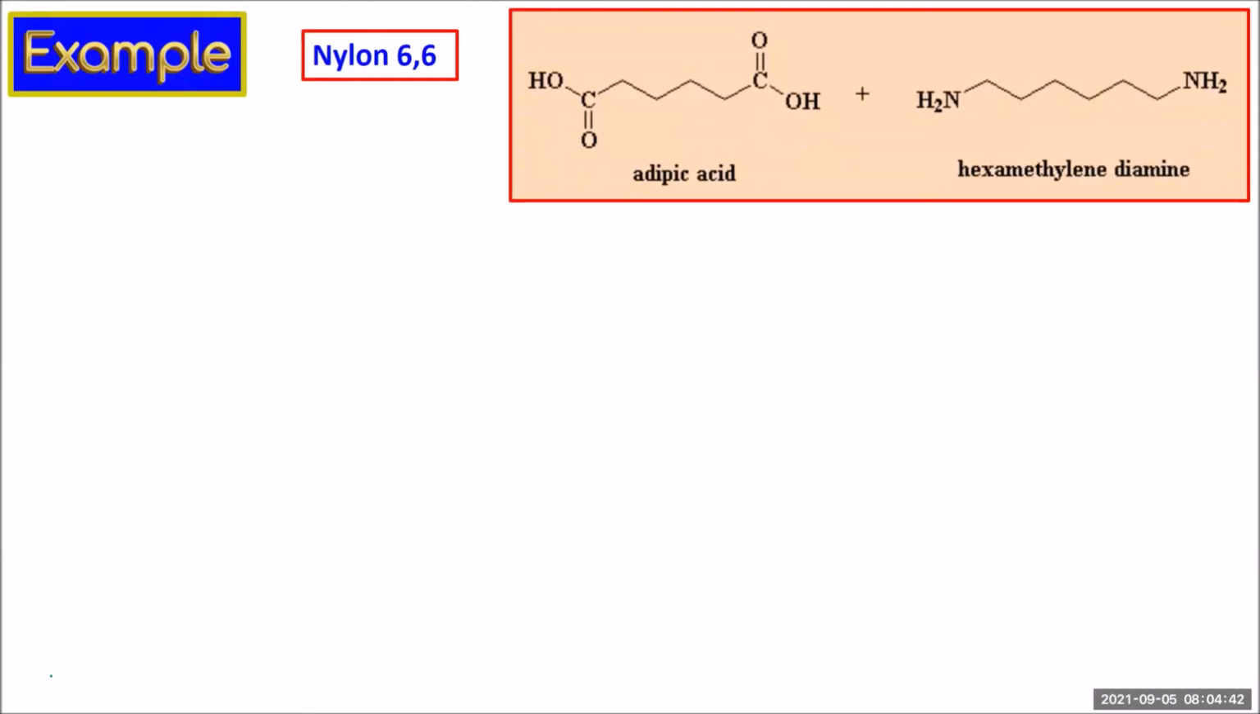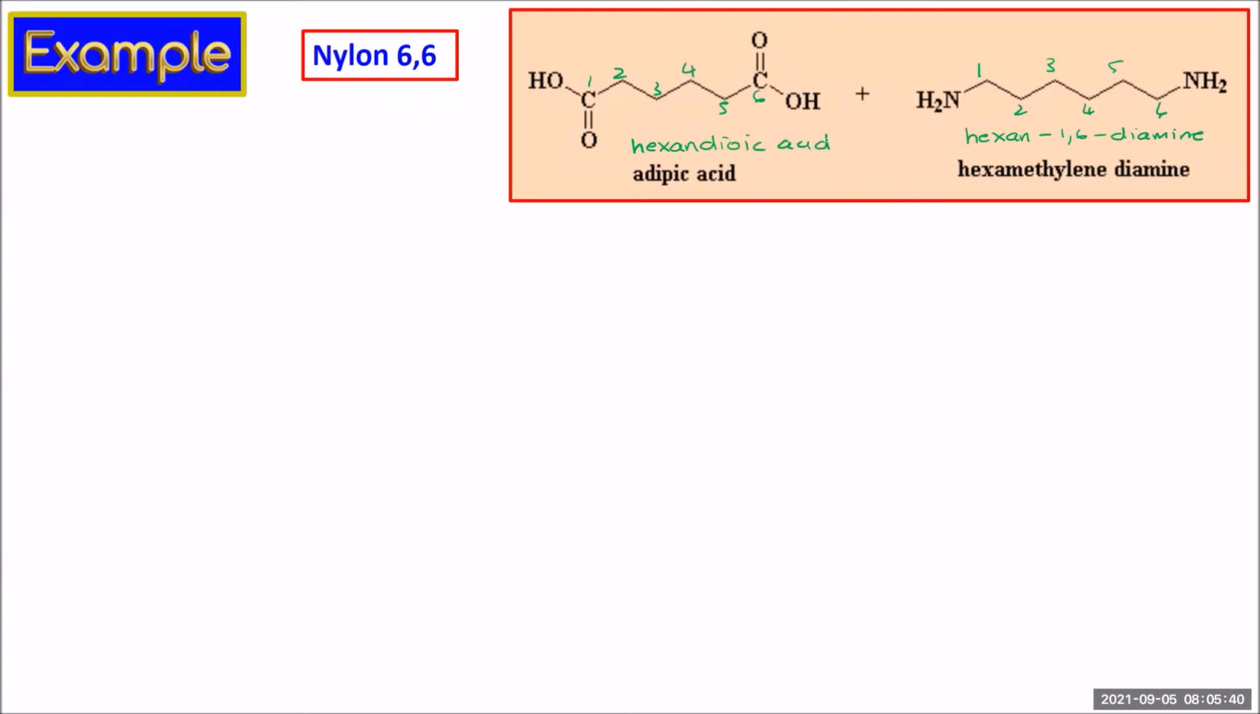Let's have a look at an example now. This is nylon 6,6. Nylon 6,6 is called nylon 6,6 because both of its monomers have 6 carbon atoms. So you can see here we have 1, 2, 3, 4, 5, 6 carbon atoms in adipic acid, and 1, 2, 3, 4, 5, 6 carbon atoms in hexamethylene diamine. Well, this is also known as hexane-1,6-diamine if we use its correct IUPAC name. Adipic acid is known as hexanedioic acid.